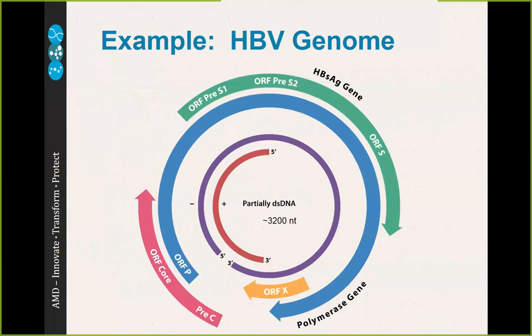Here's an example of a viral genome, hepatitis B. There are a variety of genes in a circular fashion. Each gene is a different length. The genes are coded in different directions, and multiple segments make up the genome.